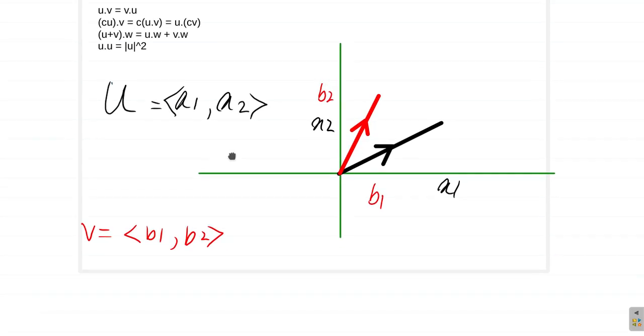Then, the dot product of these vectors is u dot v is equal to. Now, how do you get the dot product? Notice here that the a1 and the b1 are the horizontal components, and a2 and b2 are vertical components. Product means to multiply. And when you're multiplying, you must multiply horizontal by horizontal and vertical by vertical. So it should be horizontal times horizontal plus vertical times vertical, right?